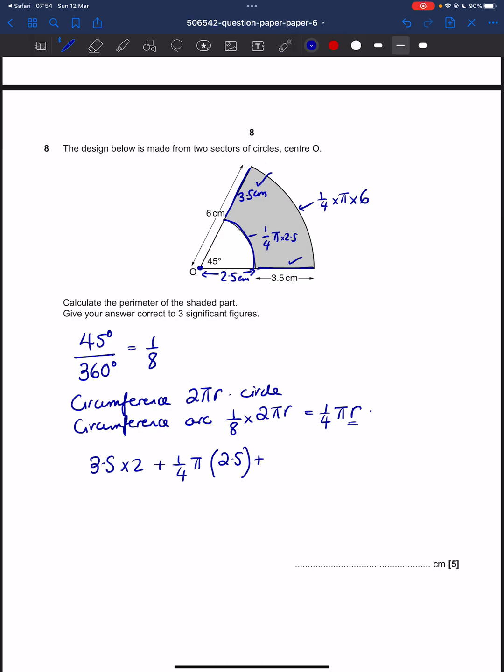I was going to write that with a bracket, but I'll write it out in full. 1/4 pi times 6. And we want 3 sig fig. So 3.5 times 2, which is 7, plus 0.25 pi times 2.5 plus 0.25 pi times 6, 13.675, etc. And we've got to round it off to 3 significant figures. So it's 13.7 to 3 sig fig.